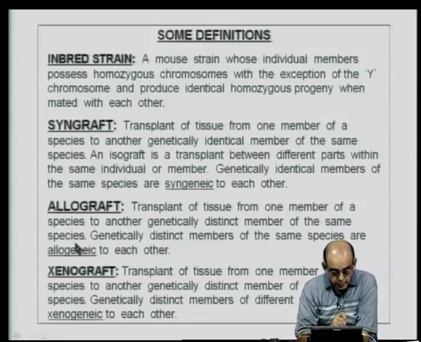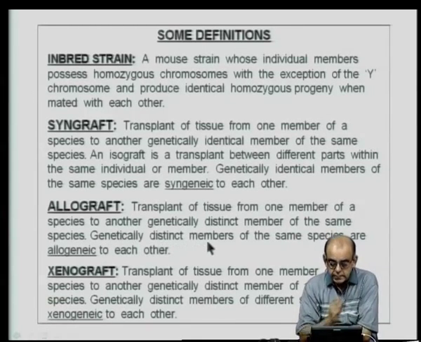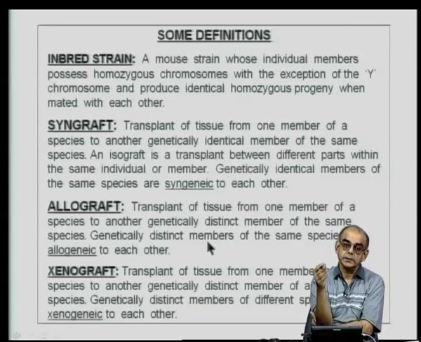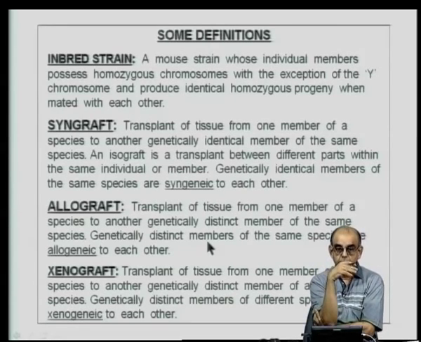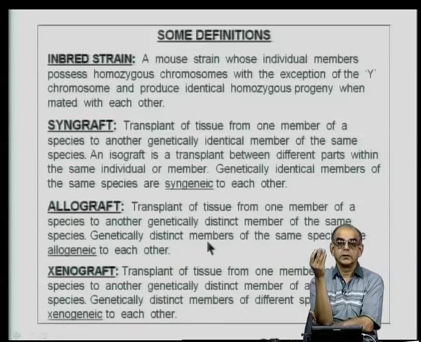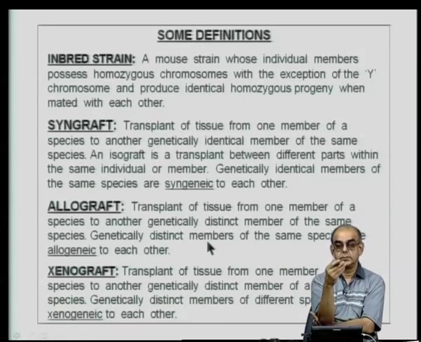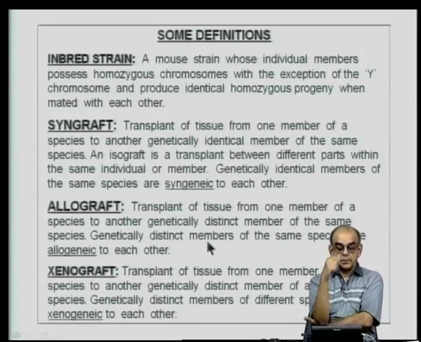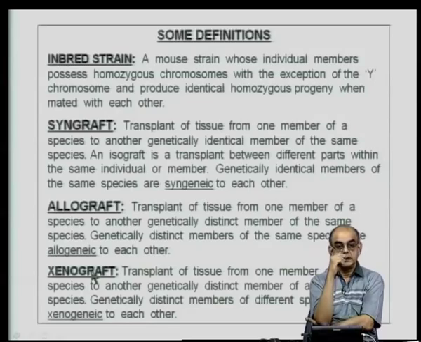So, genetically distinct members of the same species are allogenic to each other. We in the human population are actually allogenic to each other, and therefore grafts that are taken from individuals are allogenic. Now, the other one that needs to be defined is the xenograft.